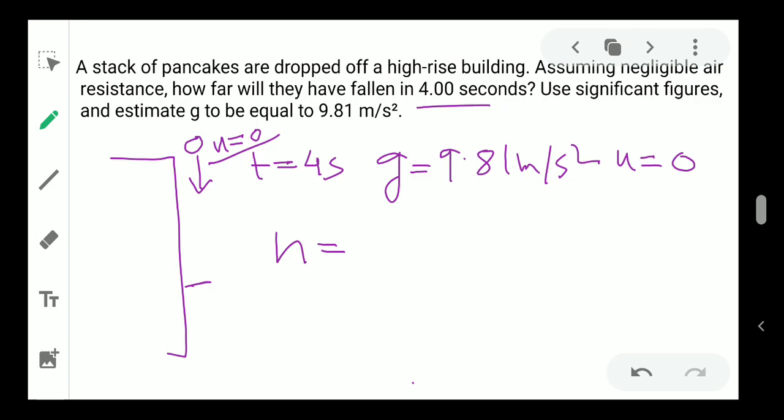So s equal to ut plus half at square, that ut term will vanish. So I will be having only half gt square. And now I know all the things, so I can easily find out. So it will be 8 into g, that is 9.81, so it will be 78.48.